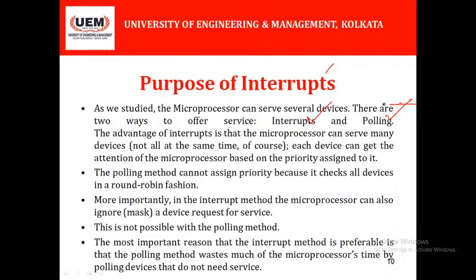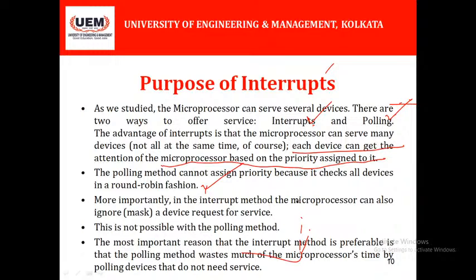So each device can get the attention of the microprocessor based on the priority assigned to it. The polling method cannot assign priority because it checks all the devices in a round robin fashion. That means first interrupt is serviced for, suppose, 1 nanosecond, then the second interrupt for 1 nanosecond, then the third interrupt for another 1 nanosecond, and at the fourth time, once again the first, second, and third interrupts occur. So rotationally all the interrupts are serviced in a time shared manner.